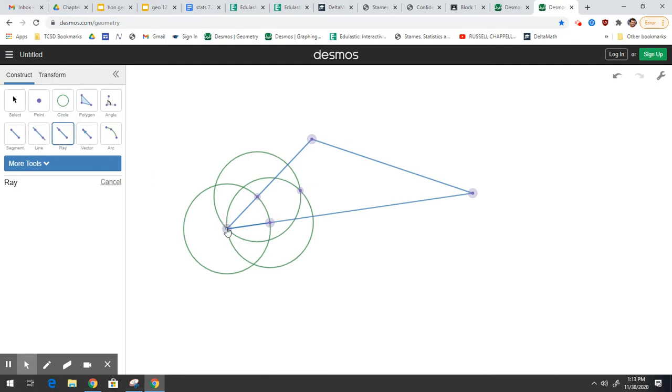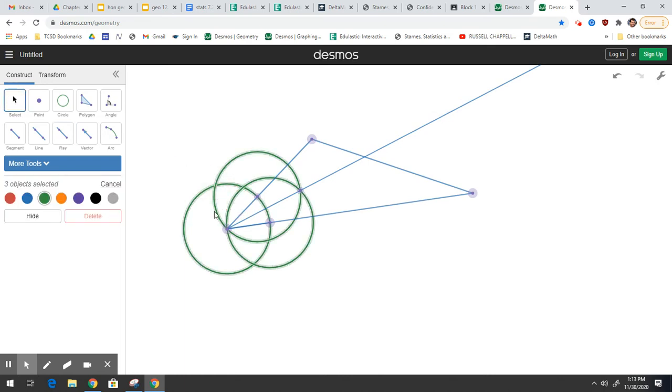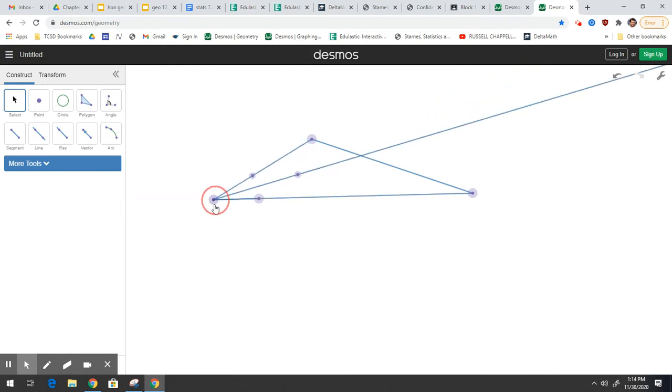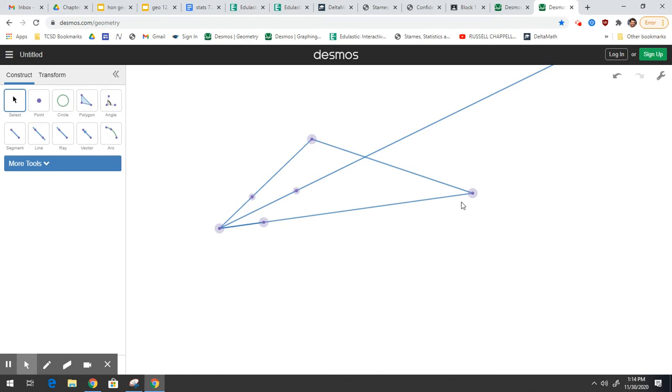Get a ray, start at the vertex, go through that point. There's the angle bisector. Go ahead and highlight these 3 circles and hide them. And there we go. That's the angle bisector. All right, again, if I move this, it moves with it. Okay, let's go ahead and do this one over here because it's a little bit further away.